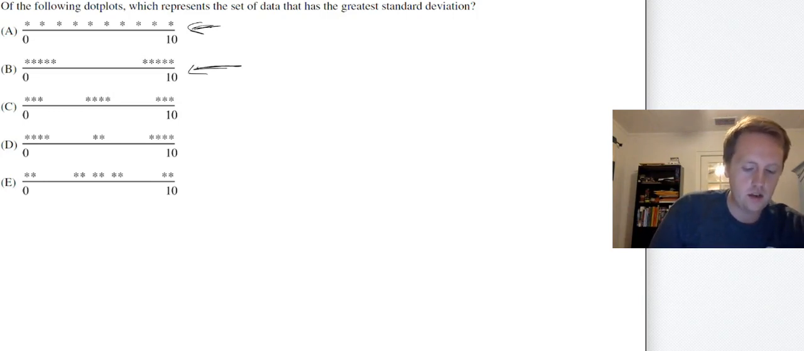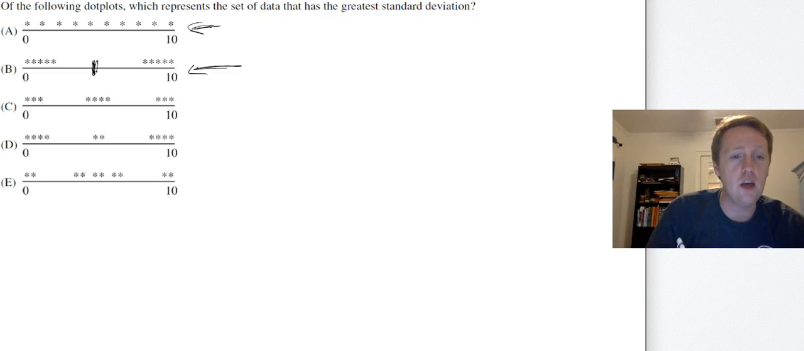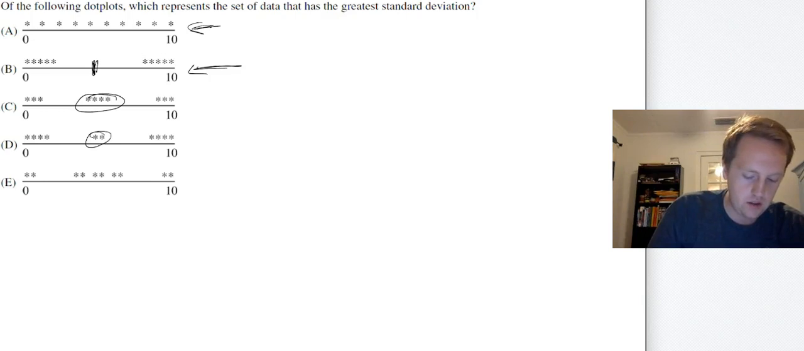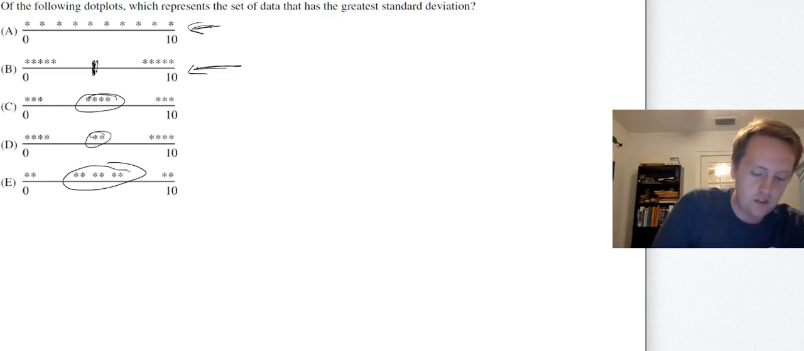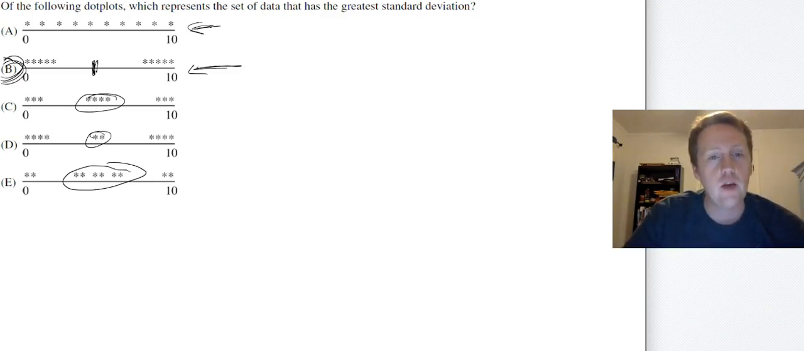This one, it's centered right here, right? Because it's symmetric. And most of the data is far from it. So I'm kind of eyeing that one. C has more data in the center. So if there's data at the center, it's not spread from the center. Same here. And same kind of thing here, right? So this one has most of its data away from the center. So I'm going with B for my answer on that one. The one that has most of the data far from the center.